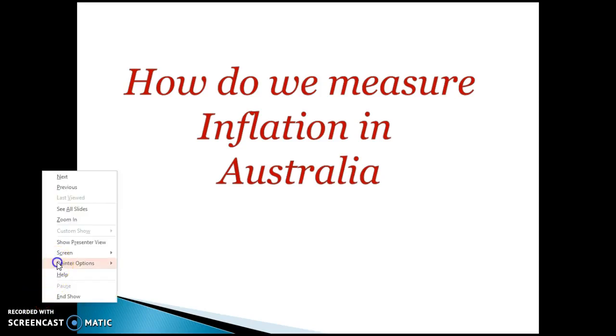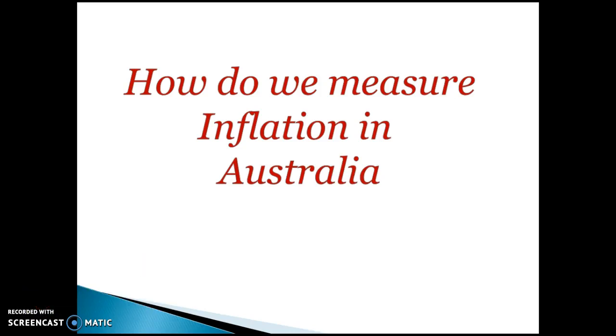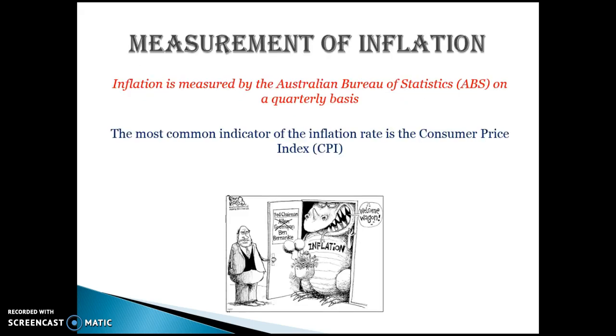Okay, in this video I'm just going to talk through the process of how we calculate inflation in Australia using the Consumer Price Index. So inflation, first of all, is calculated on a quarterly basis, every 3 months, and it's calculated by the Australian Bureau of Statistics.